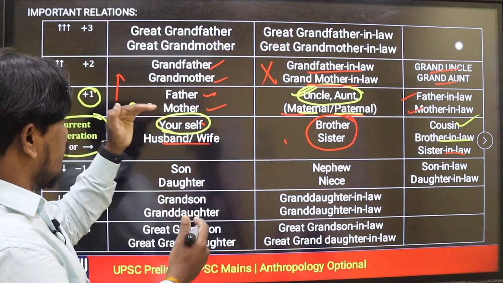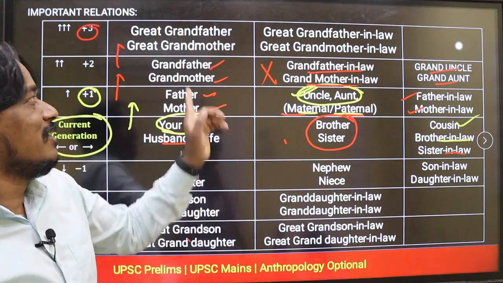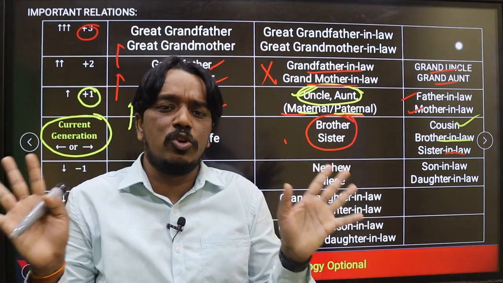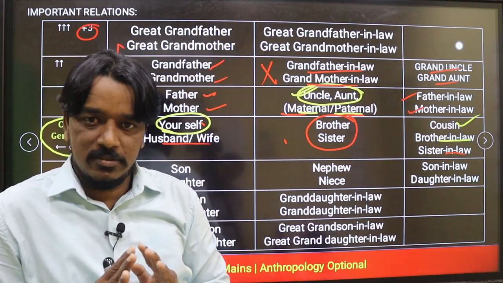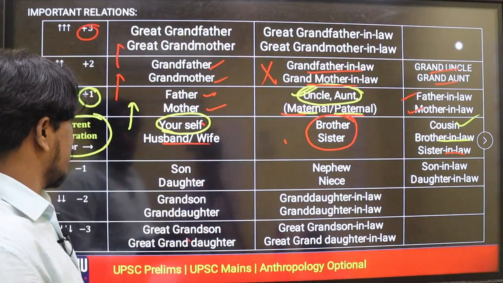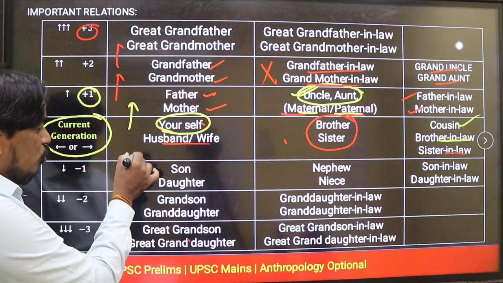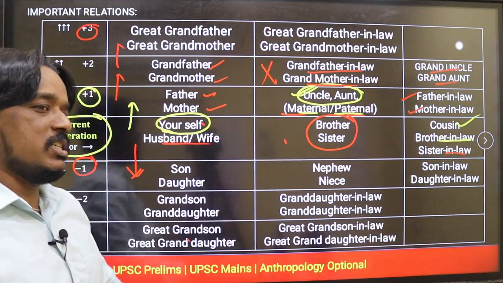If you go one more generation, that is plus 3 generation from the current generation, that is great grandparent. You just have to remember the words. Great grandparents means grandparents' parents. These points are very, very important. Let's talk about the below generations. From the current generation, if you go one more generation below, that is minus 1 generation, what relations will you get?